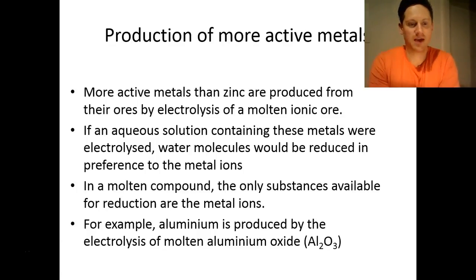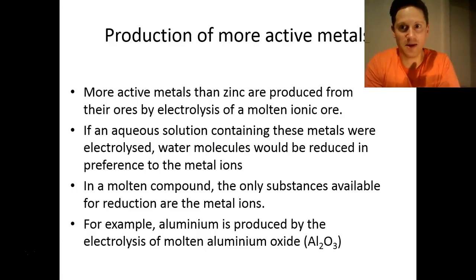Just a few footnotes for this process. If you're producing more active metals, so stuff that's more active than zinc, they're produced from their ores by electrolysis of a molten ionic ore. We're talking about stuff like sodium. We can't use aqueous solutions, like we use a solution of aqueous zinc ions. We can't do that with more active metals, because water is going to be reduced in preference to the metal ions. Water is easier to reduce, so it's going to happen.